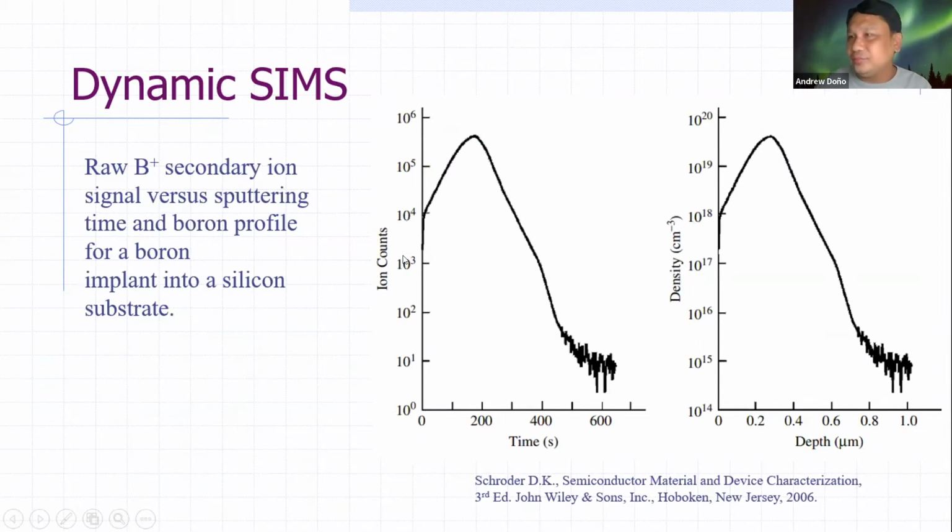This diagram shows using the dynamic SIMS. I got this diagram from the book of Schroder. This is a raw boron secondary ion signal versus sputtering time and boron profile for a boron implant into a silicon substrate. As you can see, ion counts and time, you can see the profile, and it is also converted to density and depth. So for depth profiling, the dynamic SIMS can be used.